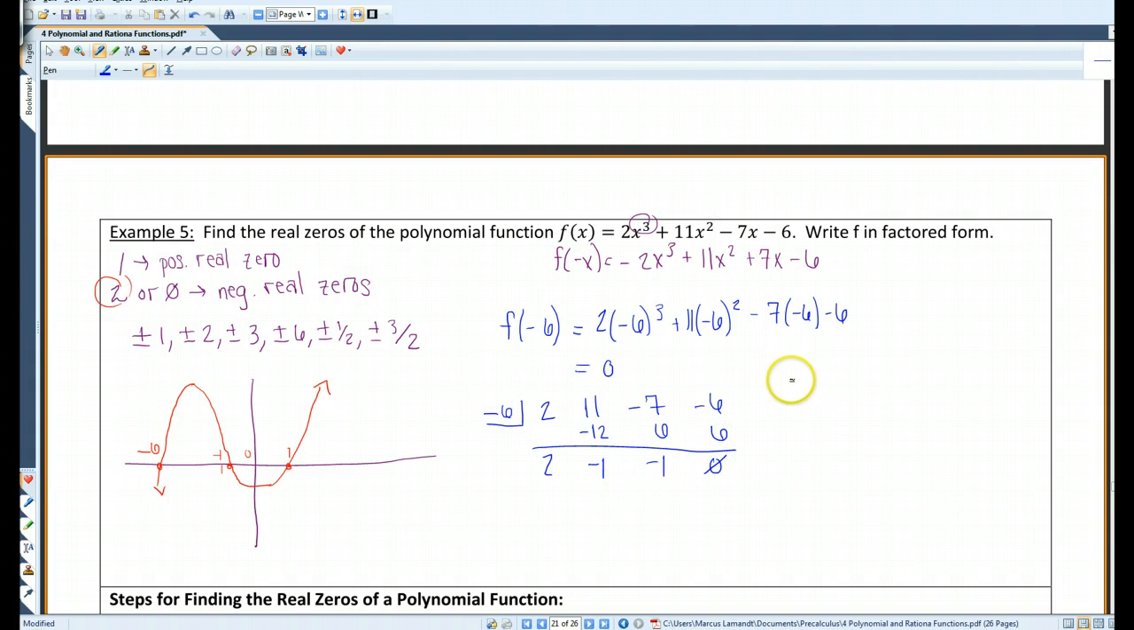So if you factor this, f of x can be written like this. X plus 6, because we know that negative 6 is a factor. And from this here, we have 2x squared minus x minus 1. Now, any solution of this equation will be a 0 of f, because this, we call this equation a depressed equation. I'll write that down.